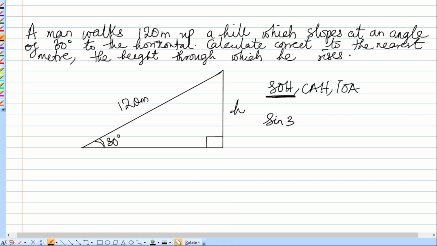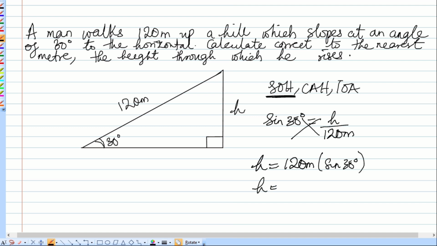So I'm going to say sine of the angle, which is sine 30 degrees, is equal to the opposite side, which is h, over the hypotenuse, which is 120 meters. So if you cross multiply, we have that the height through which he rises, h, is equal to 120 meters times sine 30 degrees. Now, sine 30 degrees is a special angle, so we don't even need the calculator for that. Sine 30 is always 0.5 or half. So we just have 120 meters times half, 1 over 2. So half of 120 is what? 60. So the height through which he rises is 60 meters.